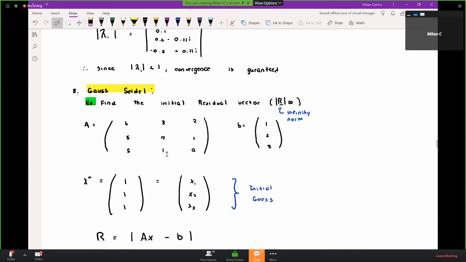All right. So now let's go on to Gauss-Seidel. It's, I think, a much chiller method than Gauss elimination. So let's start off by finding the initial residual vector. So we have our A matrix.